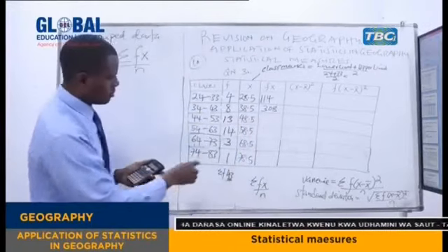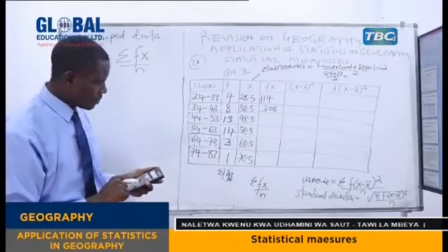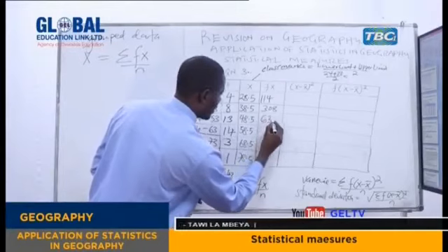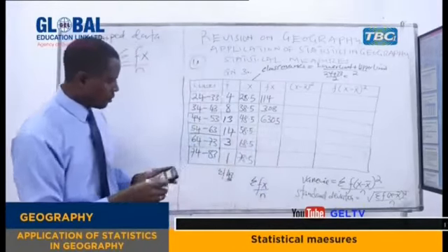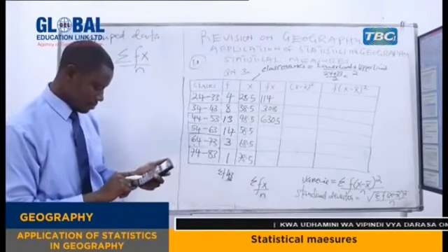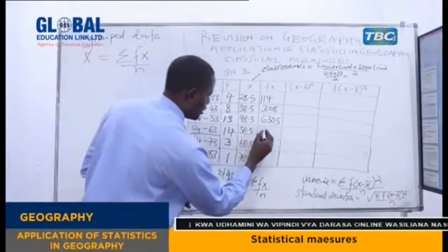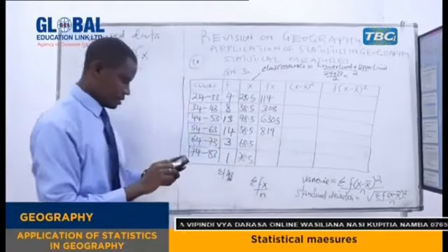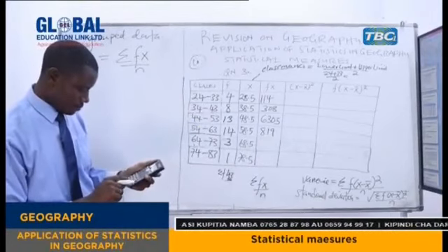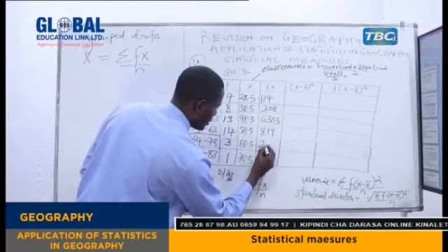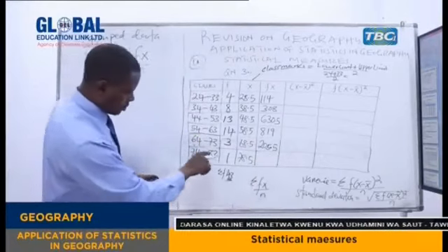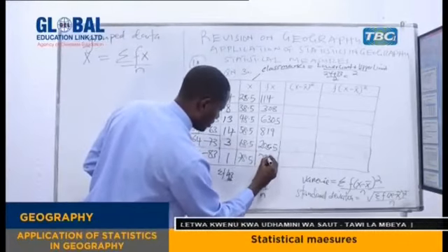Then you go for the next column, that is 13 times 48.5, then you come up with 630.5. Then you go for the next column, that is 14 times 58.5, then you come up with 819. Then you go for the next one, that is 3 times 68.5, then you come up with 205.5. And the last one, 1 times this one, you get 78.5.